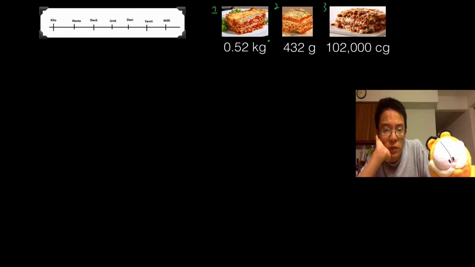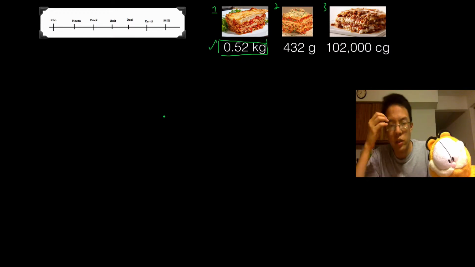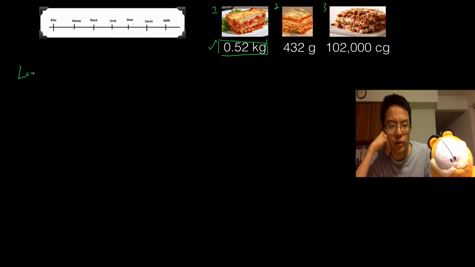I have a choice to make. I can decide whatever to convert to as long as I can compare them. So I guess I'm going to assume that I'm going to keep this the same, 0.52 kilograms. All right, so I already know the mass of that. And I want to get the grams to kilograms and the centigrams to grams. So let's start off a problem for lasagna 2.